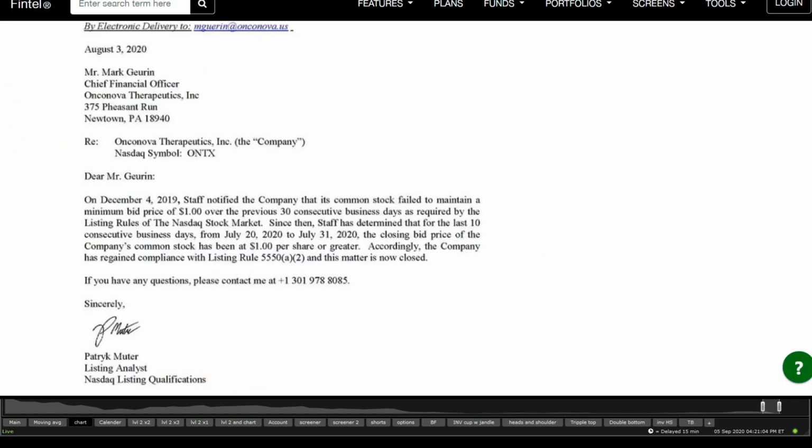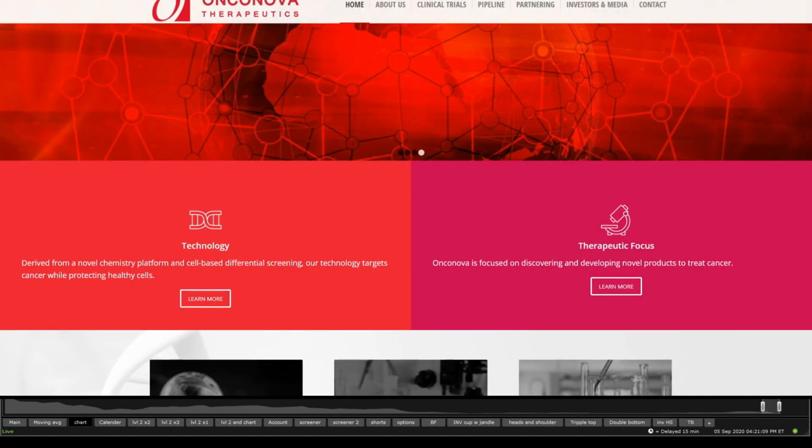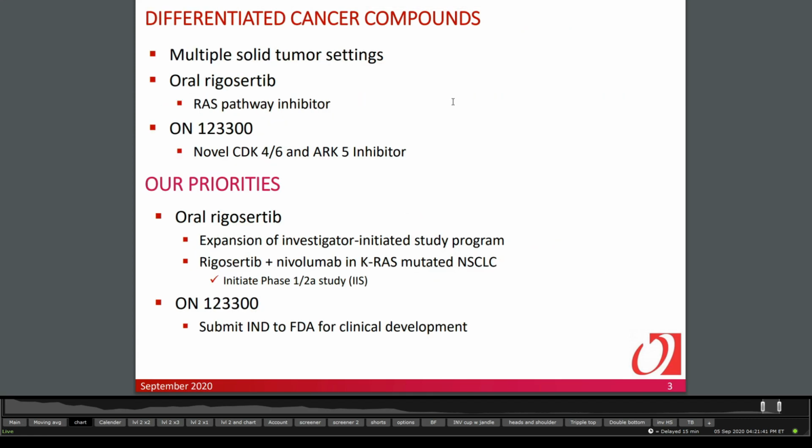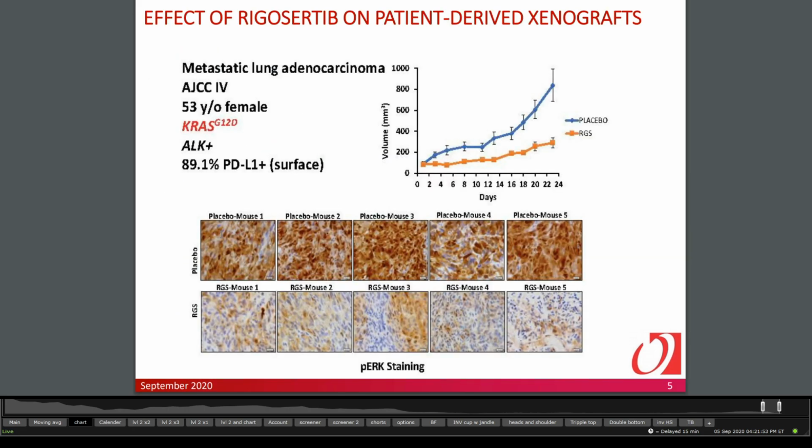They did regain compliance back in early August, but the stock, as we get to see, has already gone down. This is the company's website, and you can go on and try to find things on it. For instance, scientific presentations. I myself am an engineer, but I'm no good at interpreting pharmaceuticals for big pharma or research exact details. Basically there are a little bit of developments on there. For instance, submitting an IND to the FDA for clinical development. Another one here, expansion of investigator-initiated study programs for the oral rigosertib. So that is amazing for us.